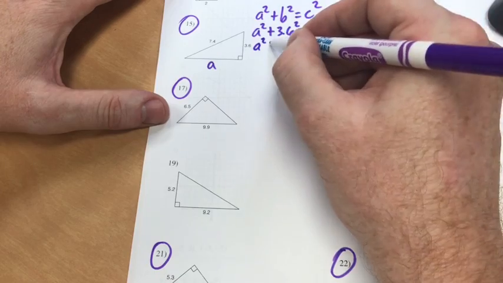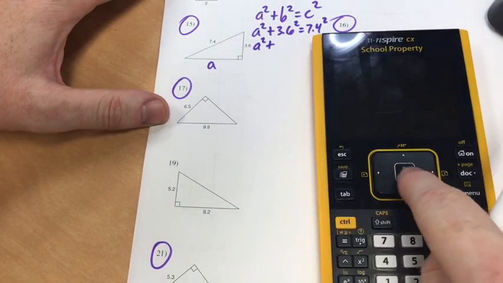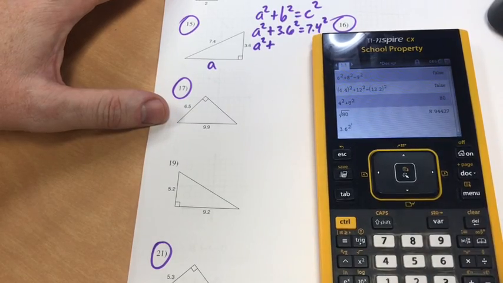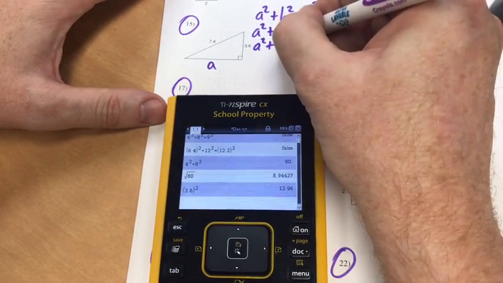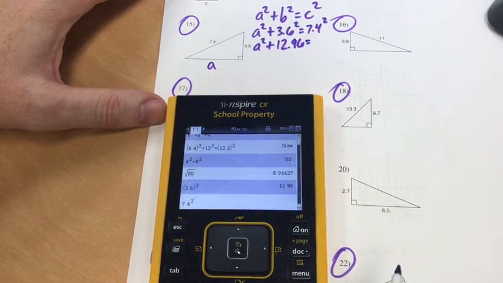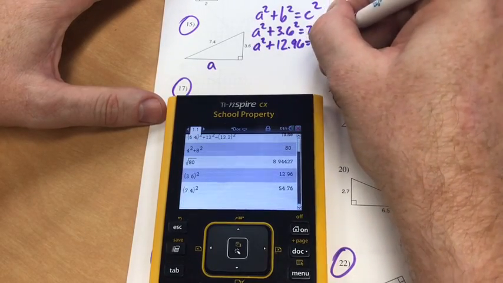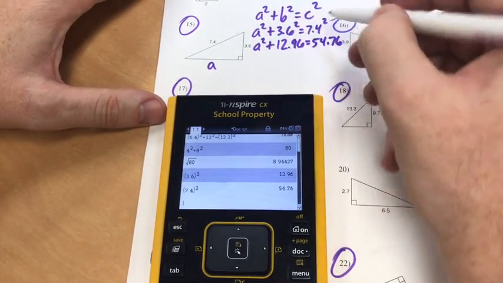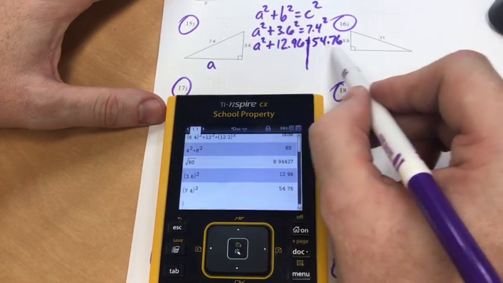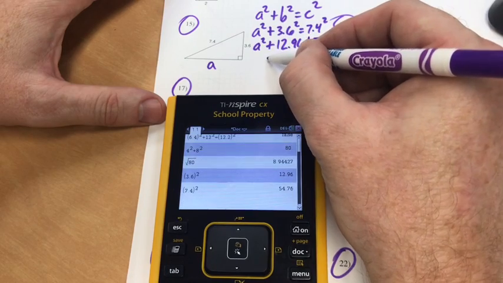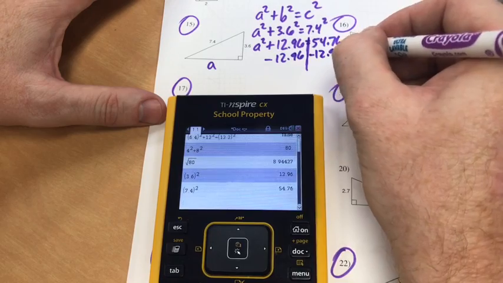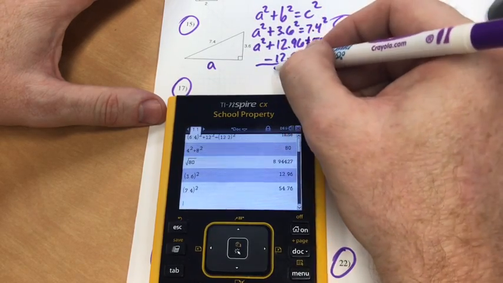So now I've got to do this on the calculator in a couple of steps. So I've got to come here to 3.6 squared and hit enter. We get 12.96. Then I do 7.4 squared and hit enter. I get 54.76. Now, guys, this is the reason why we want to let A be the side we're solving for, because this looks like an equation. We're going to do our inverse operation to move 12.96 to the other side of our equation.